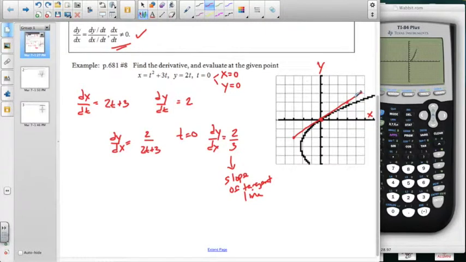And so if we take a look at that and find the equation of that line, then we have an intercept of 0, we have a slope of 2 over 3. So the equation for this line looks like y equals 2/3 x plus 0, or just 2/3 x.